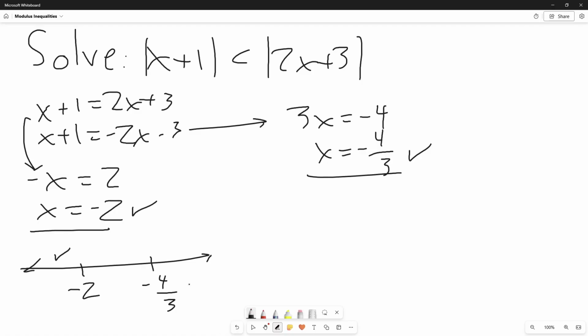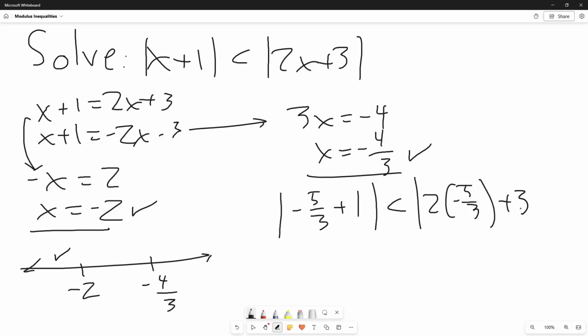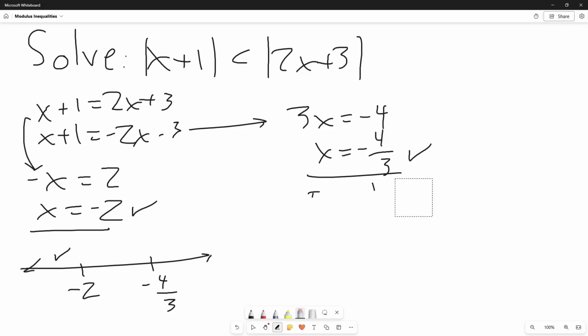Let's try this middle. Let's try negative 5 thirds. So absolute value of negative 5 thirds plus 1 is less than absolute value of 2 times negative 5 thirds plus 3. This becomes 2 thirds is less than absolute value of negative 10 thirds plus 3, which becomes 1 third. And this is not true, which means that this region in the middle does not work.